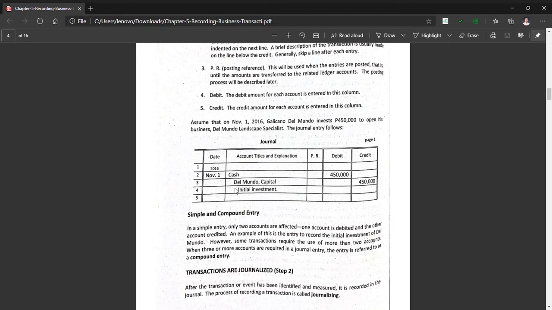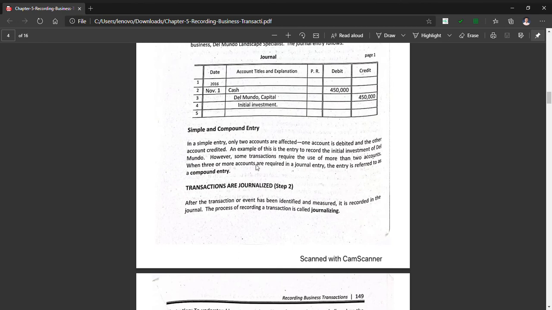Tapos, ilagay nyo lang yung explanation, initial investment. Okay, so ganun ang pag-record. Ganun ang pag-journalize under the journal. Okay, so yung diniscuss natin last chapter, yung mga transactions na merong increases and decreases from the transactions, i-transfer nyo lang dito sa debit and credit.